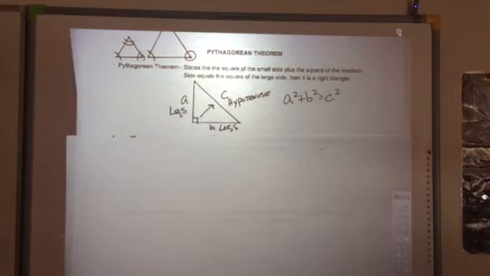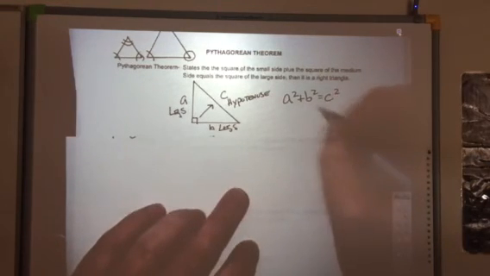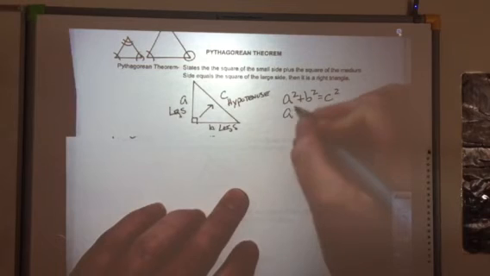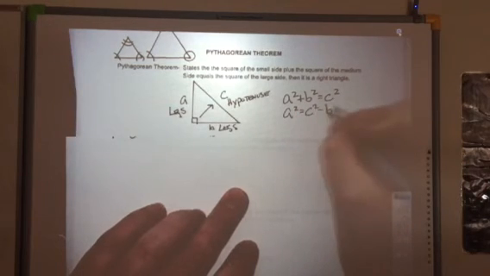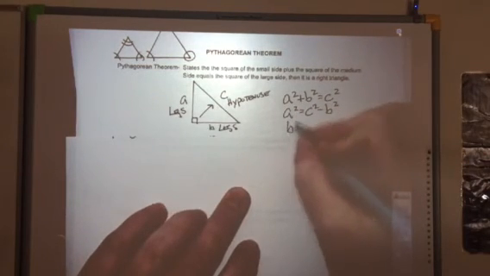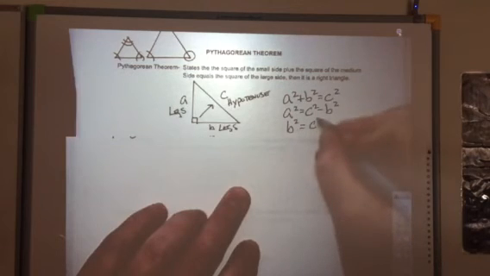Now we're not always solving for C, so here are two other equations that I give you: A squared is equal to C squared minus B squared. B squared is equal to C squared minus A squared.